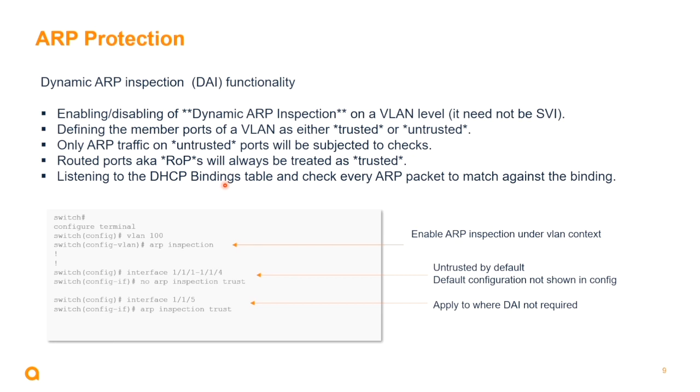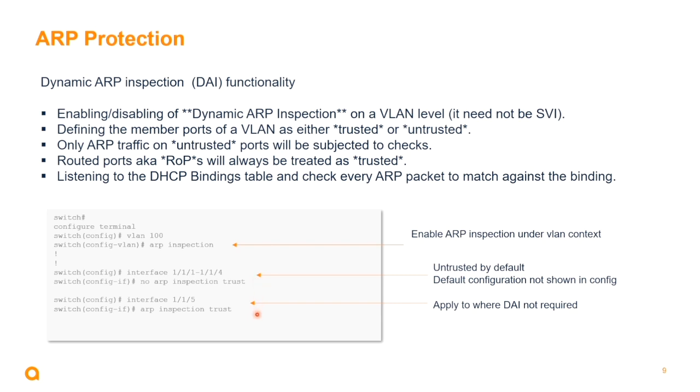So let's have a quick look at the configuration. Under the VLAN context, you just put in the keyword ARP inspection. That turns it all on. Now by default, ports are untrusted. This configuration shown here isn't actually shown in the config. So if you wanted to make a change, you could put this configuration in, but it won't exactly be seen because this is the default configuration.